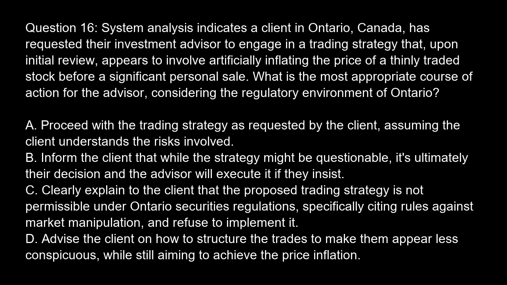Option A. Proceed with the trading strategy as requested by the client, assuming the client understands the risks involved. Option B. Inform the client that while the strategy might be questionable, it's ultimately their decision and the advisor will execute it if they insist. Option C. Clearly explain to the client that the proposed trading strategy is not permissible under Ontario securities regulations, specifically citing rules against market manipulation, and refuse to implement it. Option D. Advise the client on how to structure the trades to make them appear less conspicuous, while still aiming to achieve the price inflation.